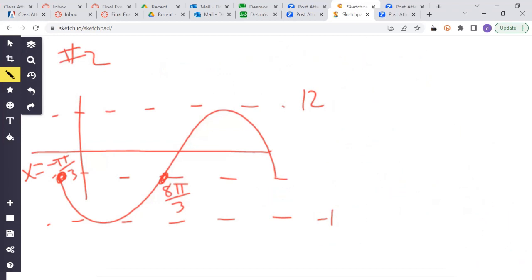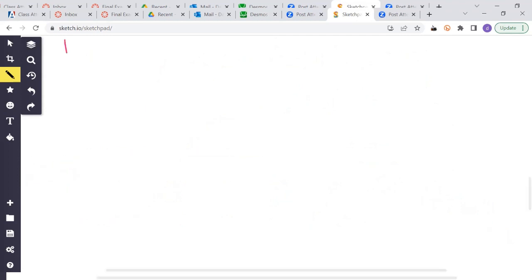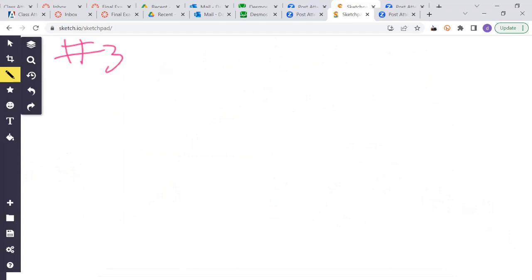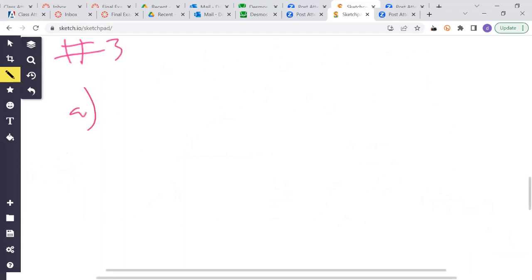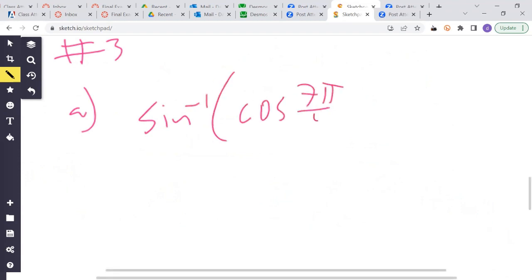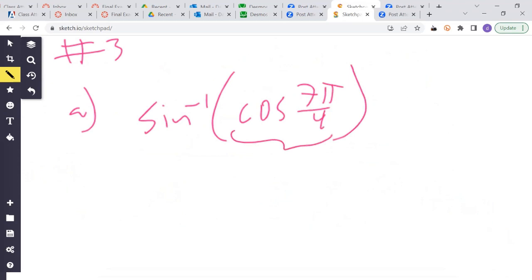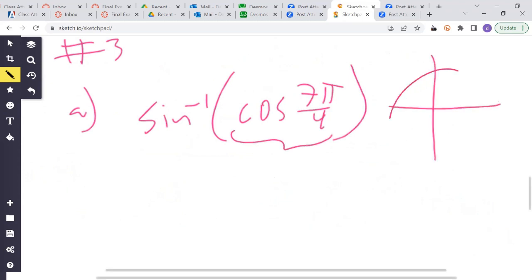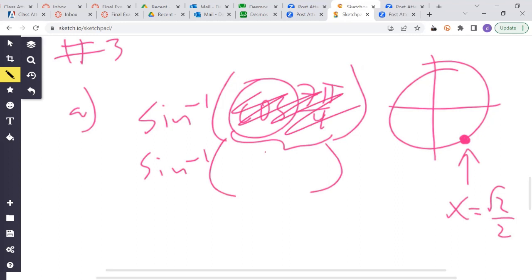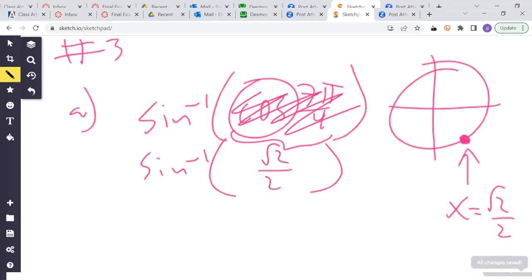All right, number 3, that has to do with inverses. And that idea is in your book in section 8.1 for inverses. So for part A, for number 3, we have the sine inverse of the cosine of 7 pi-fourths. Inside out, folks. Do the inside first. Cosine of 7 pi over 4. Unit circle. 7 pi over 4 is there. Cosine is the x-coordinate. The x-coordinate there is square root 2 over 2. So for that reason, the inside disappears, and it gets replaced by square root 2 over 2.